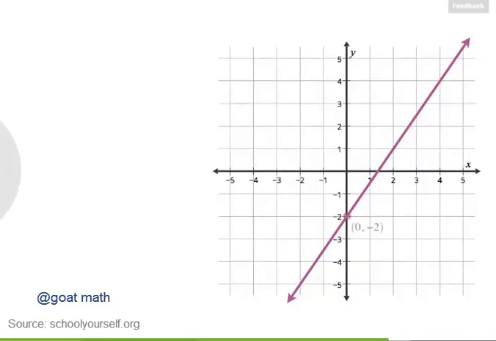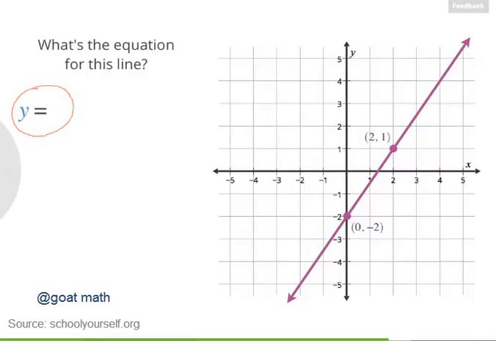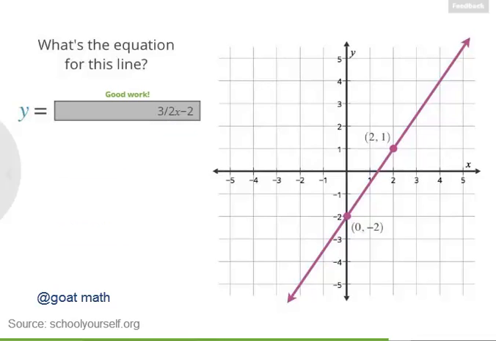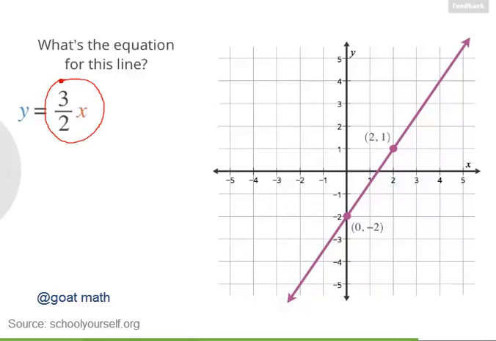Okay, let's finish this lesson by working backwards. So here's a line that passes through the points 0, negative 2 and 2, 1. What's the equation for this line in slope-intercept form? So what's y in terms of x? Nicely done. The slope is 3/2, so we have a 3/2 x term, and the y-intercept is negative 2, so y equals 3/2 x minus 2.